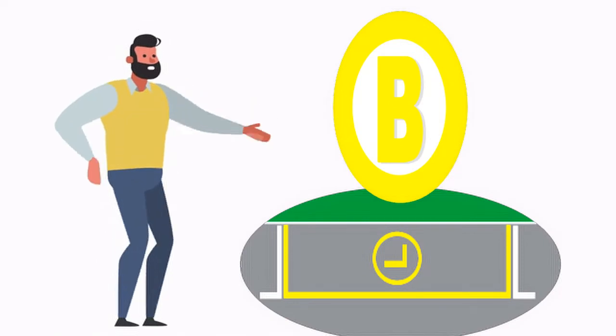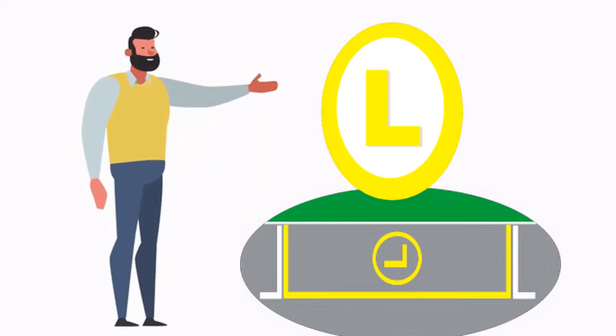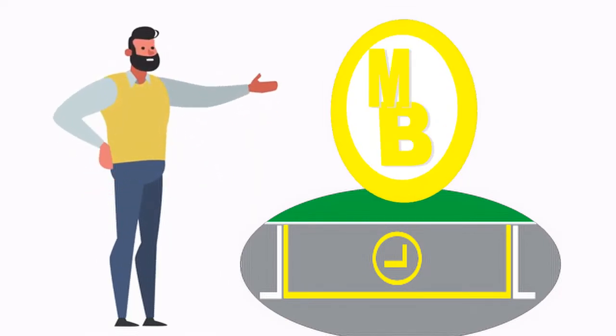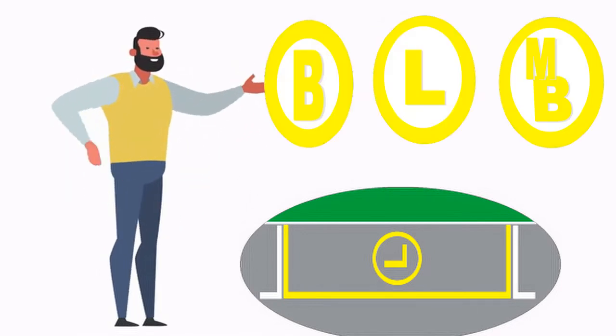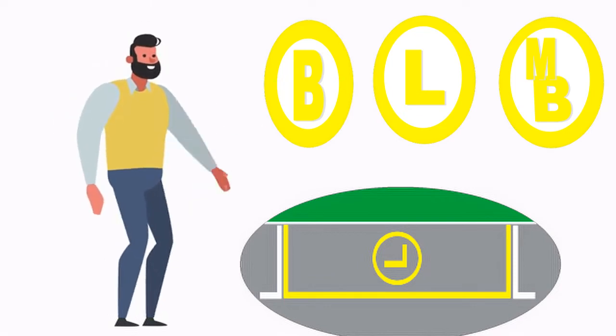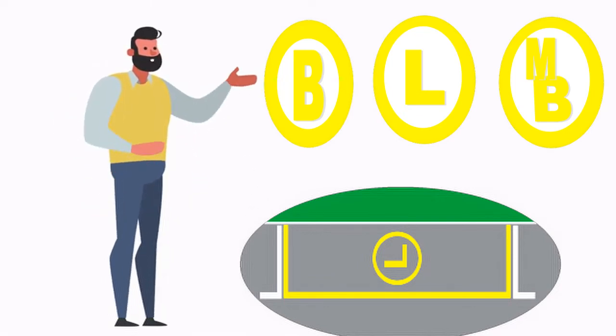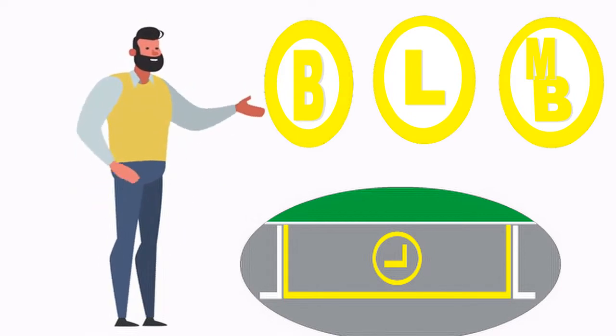This is the exclusive parking bay. B: Bus. L: Loading zone. MB: Minibus. You will find it at parking bays. The purpose of these is to identify parking only for road users identified by the symbol. If you are not part of the group identified by the sign, you may not park here.